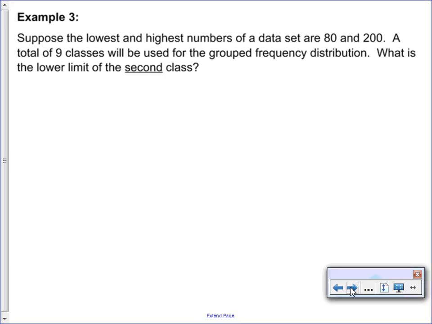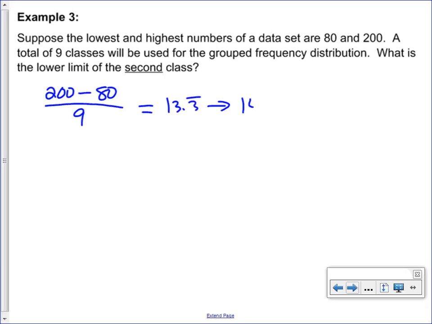So in example 3, the lowest and highest numbers are given. There are 9 classes in this frequency distribution. So what would the lower limit of the second class be? What would you do first? Yeah, the number in a class. That's right. So to find the number in a class, just go 200 minus 80, divided by 9. Which is 13.3 repeating, which would mean there are 14 numbers in the class.